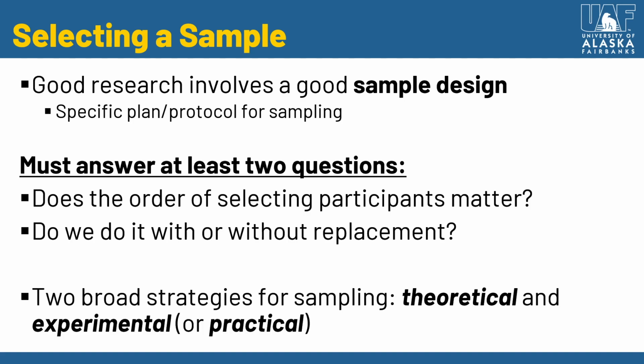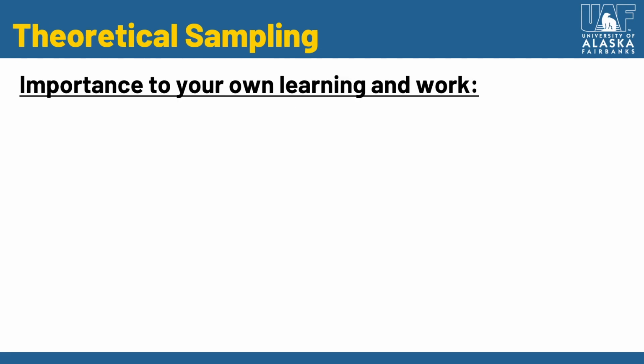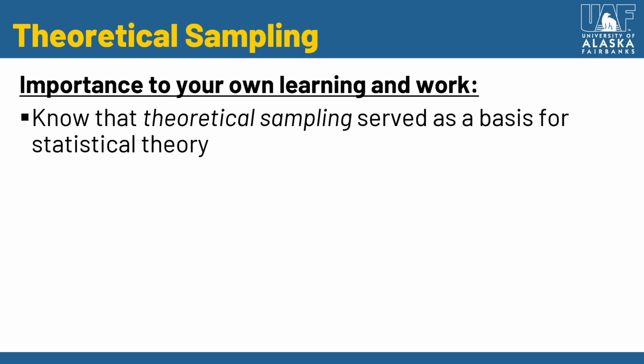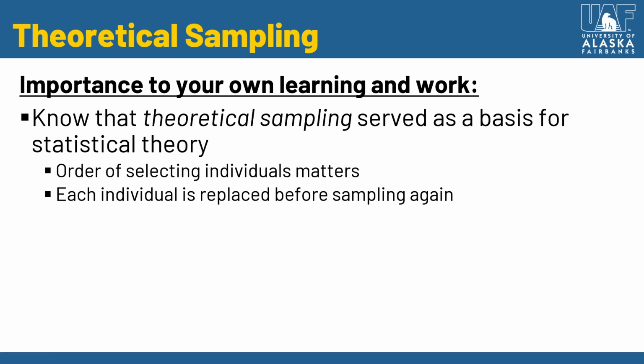And so those two questions can lead to two broad strategies for sampling, for our purposes here. So theoretical and experimental, or practical might be a more practical way to think of it. And so theoretical sampling, the importance of mentioning it here for your own learning and your own work is basically just to know that theoretical sampling is a basis for statistical theory. In other words, statistics often have been developed with some assumptions about sampling. First is that the order of selecting individuals matters, and second is that we are sampling with replacement.